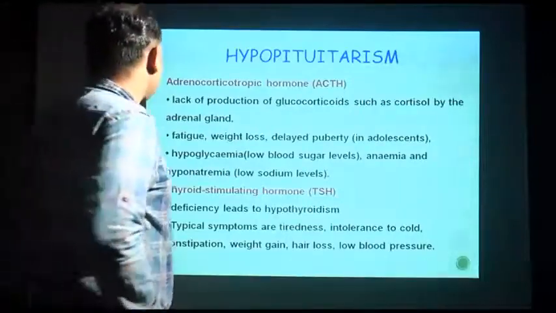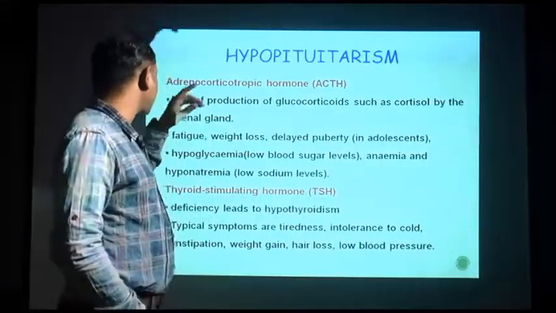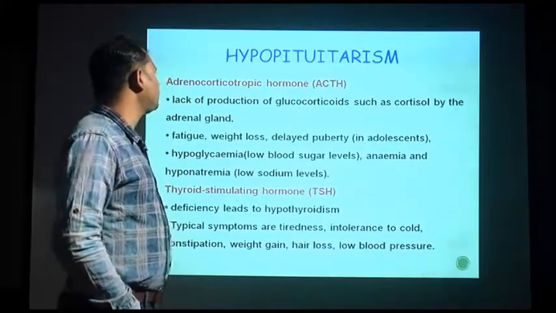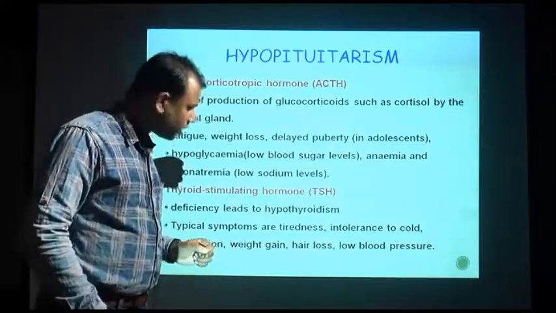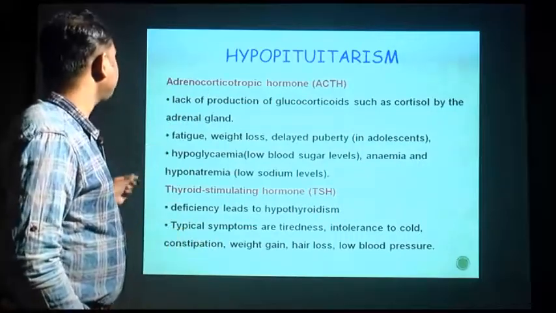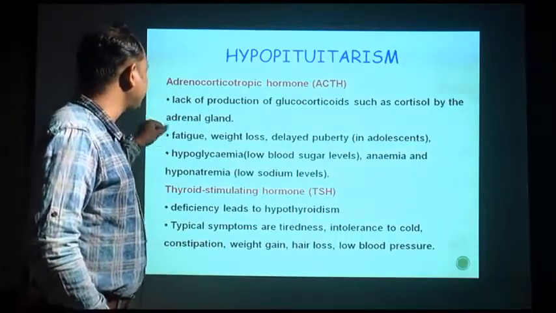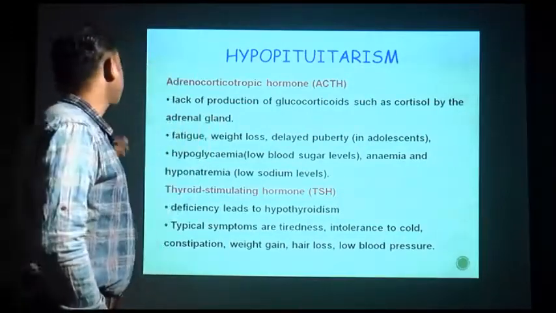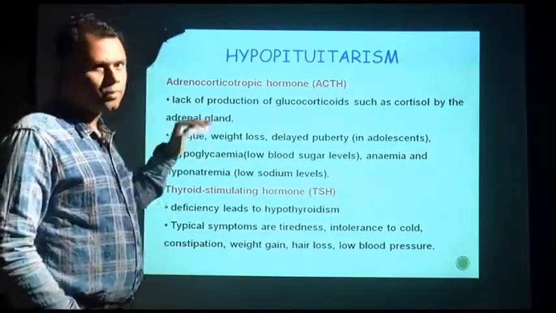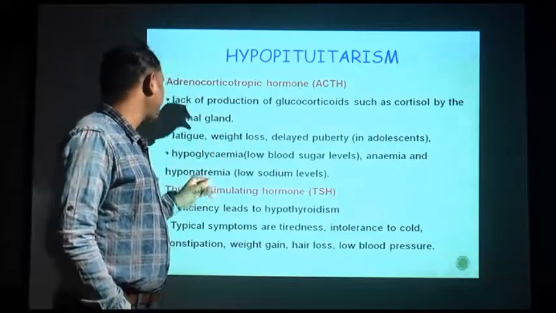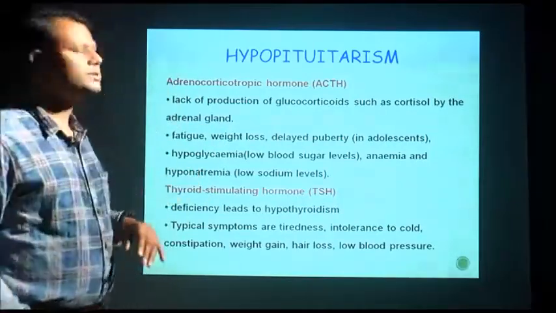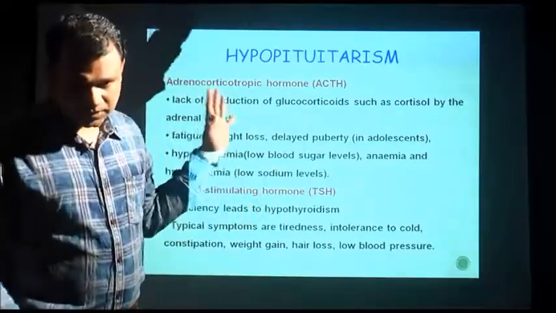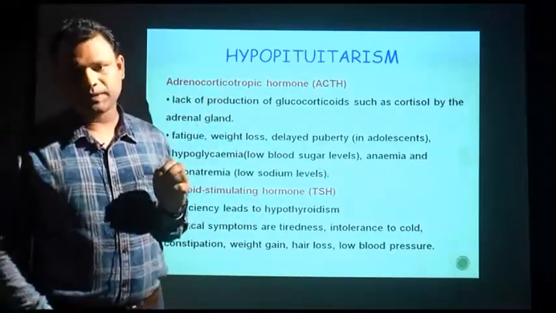It can also affect adrenocorticotropic hormone, which can lead to lack of production of glucocorticoids such as cortisol, which leads to fatigue, weight loss, delayed puberty or adolescence, hypoglycemia, that means low blood sugar level, anemia, and hyponatremia, that means low sodium level. So these are the complications associated with adrenocorticotropic hormone.